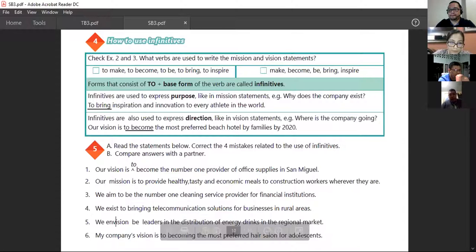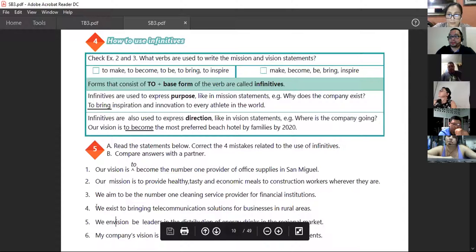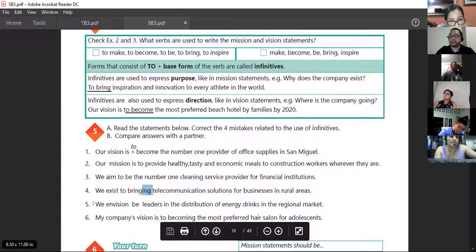We exist to run telecommunication solution for business in rural areas. In rural areas, that's correct. We exist to bring. Esto de acá se lo quitamos. We cross it out. Okay. We exist to bring telecommunication solution for businesses in rural areas. Okay, let's move on to number five. We ambition be leaders in the distribution of energy drinks in the regional market.